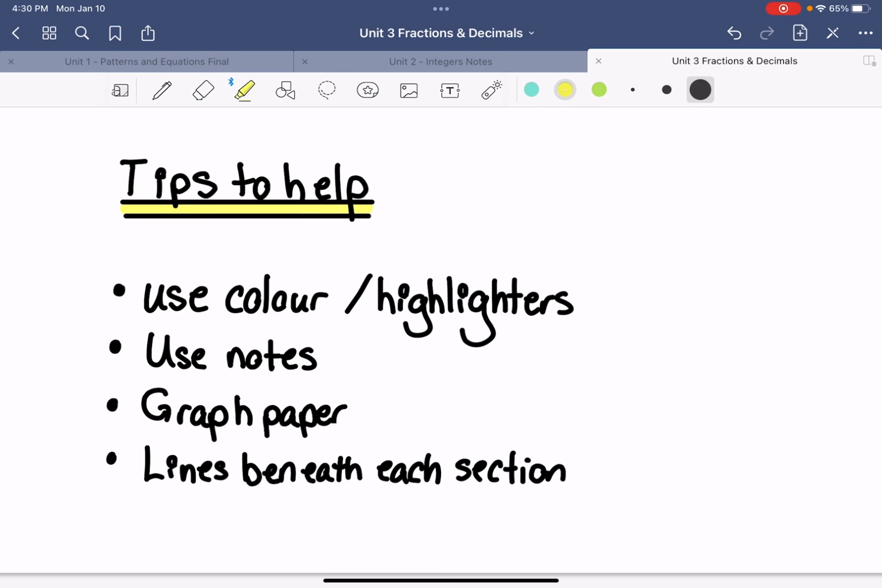There are some tips to help. First of all, using colors, as you can tell, is a very nice way. You can use highlighters if that helps. Definitely refer to your notes. Graph paper. You have to use graph paper if you need some. There should be some in the drawer by the front of the classroom. And lines beneath each section.